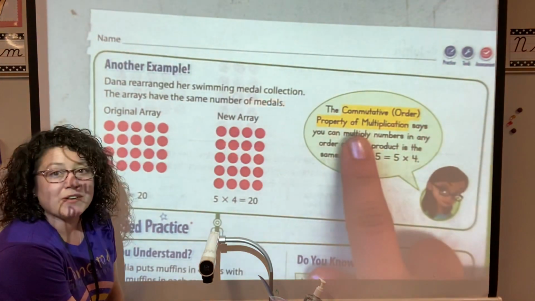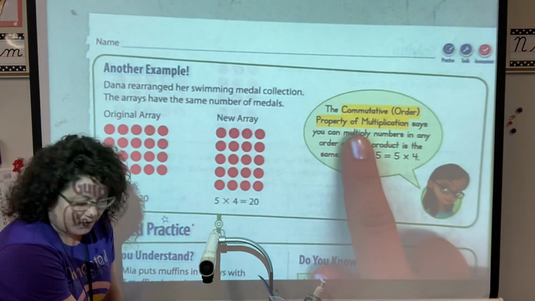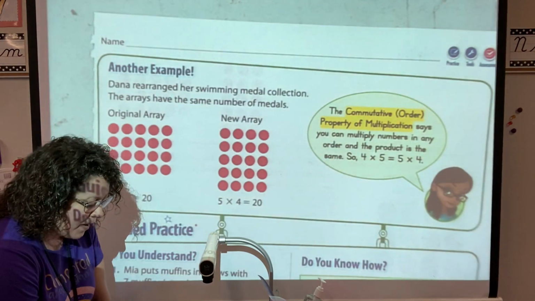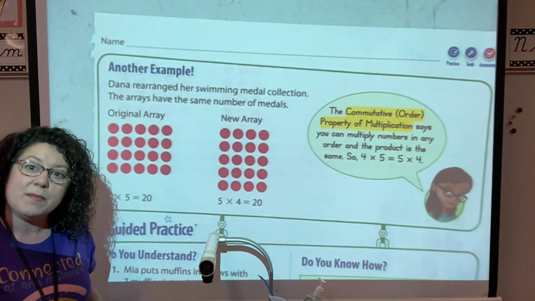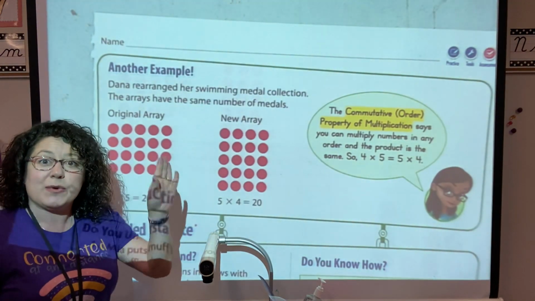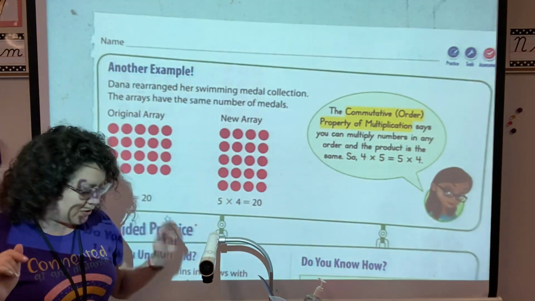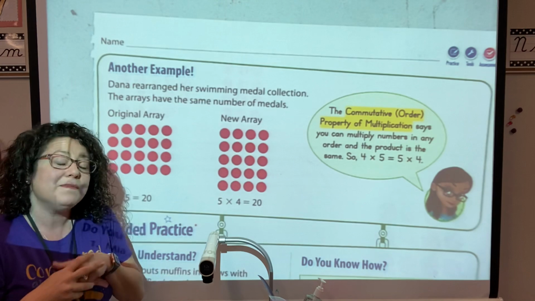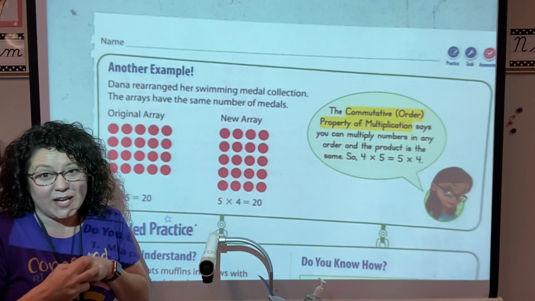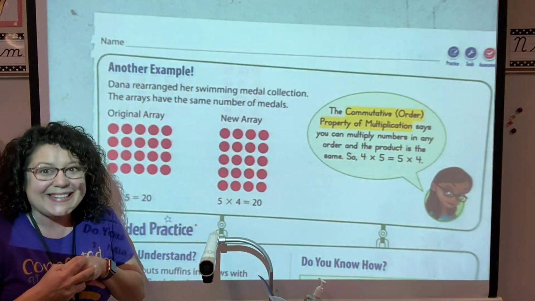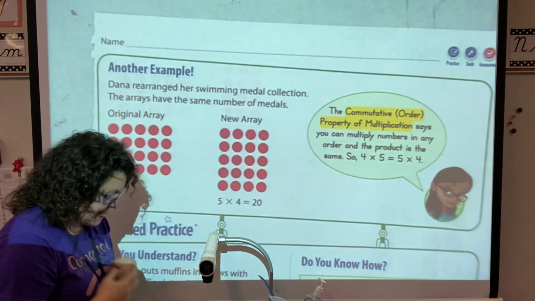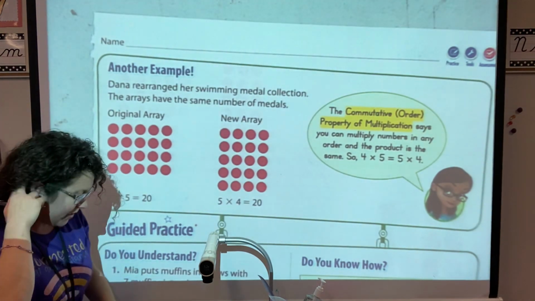If you look over here, there's that wonderful word we learned about a few weeks ago, commutative property. Do you remember in addition, commutative property was our flip-flop. 3 plus 5 is 8, 5 plus 3 is 8. You can do that in multiplication also. How come? Because what is multiplication? Repeated addition. Yes, it's repeated addition.